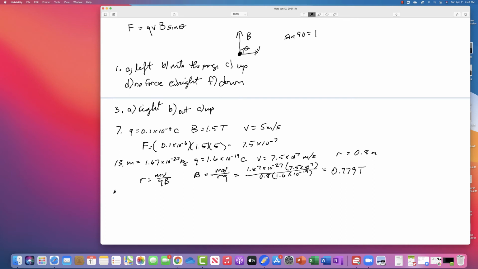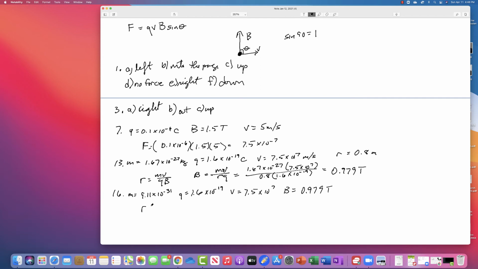Number 16 basically says to do the same problem, but this time we're talking about an electron instead of a proton. So the mass is going to be different. The mass of an electron is 9.11 times 10 to the minus 31. The charge is the same, 1.6 times 10 to the minus 19. The velocity is the same, 7.5 times 10 to the 7th, and we need to use the field strength from this previous problem, so 0.979 Tesla.